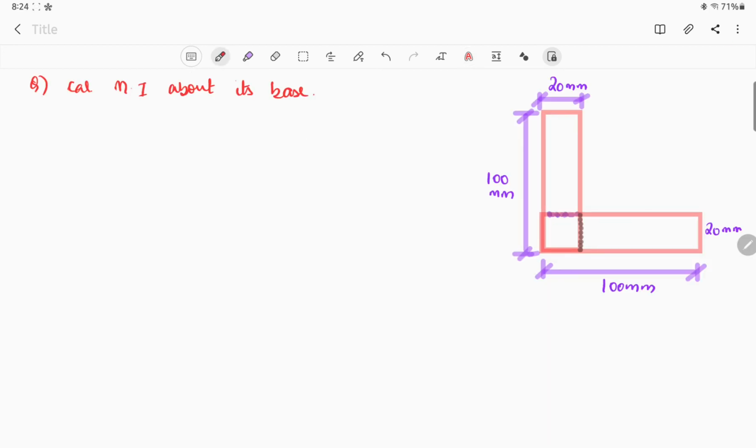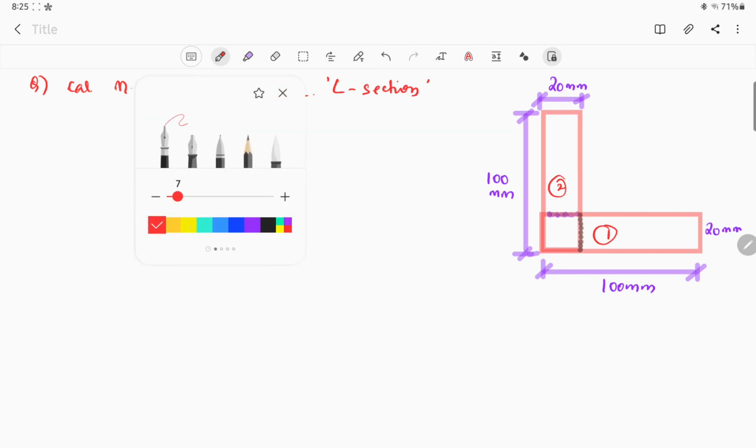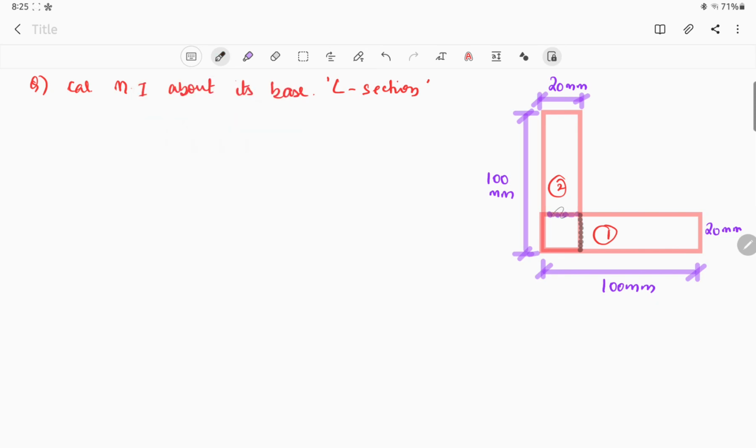So this is another question wherein we have to calculate moment of inertia about its base. This section is said to be an L section. So how to calculate this one? Again, we have to divide this part into 1 and 2. This is part 1 that I am highlighting, and another part is part 2, till here only. This is part 2 and this is part 1.